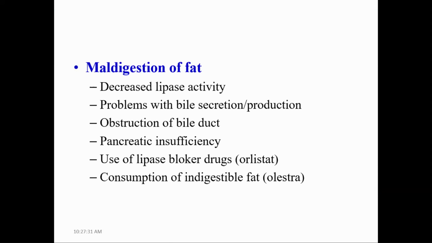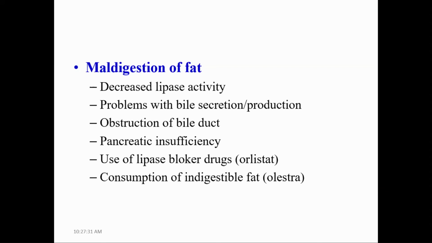The various causes of maldigestion are, first, decreased lipase activity. If the activity of pancreatic lipase is low, then the dietary triacylglycerol cannot be hydrolyzed, so this fat is excreted into the stool. Again, any problem with bile secretion or production also leads to fatty stool, so that also leads to maldigestion. Bile contains bile salt, and this bile salt is necessary for emulsification and for the formation of mixed micelles.